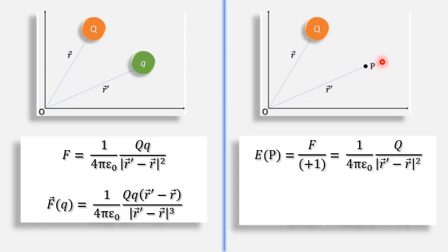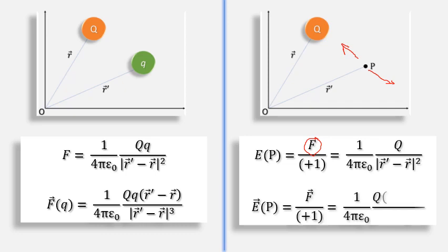Now when you place a test charge, it may be going away, it may be going towards the capital Q. It is very much possible that the test charge may experience force in this direction, or it may get attracted towards the source charge. And how do we know that? So we just have to look at the direction of force. So what is the direction of electric field? Direction of electric field is the direction of force experienced by the test charge.